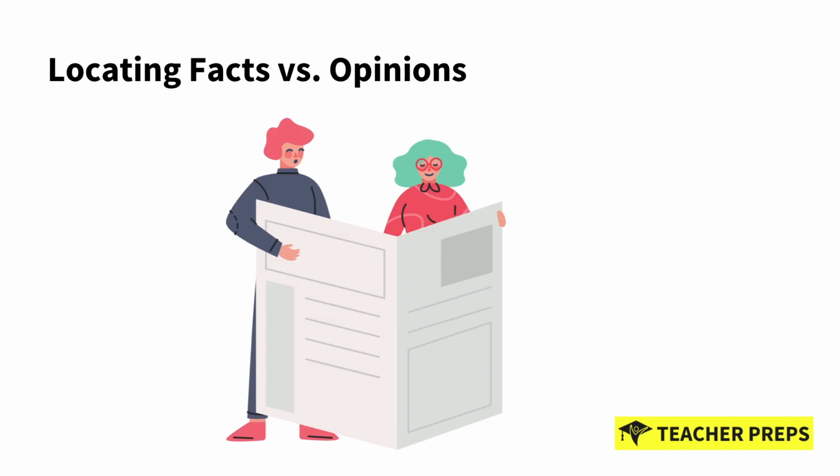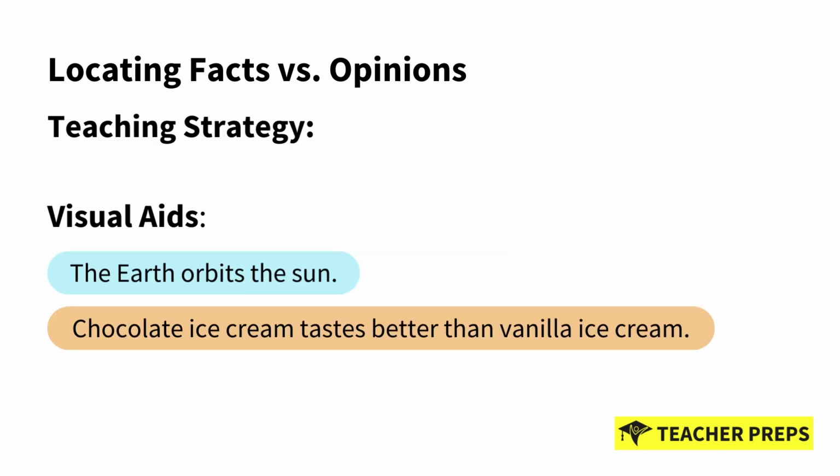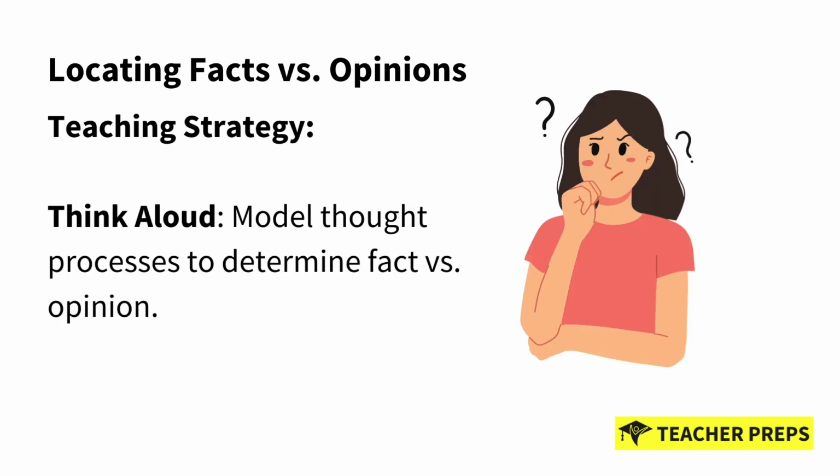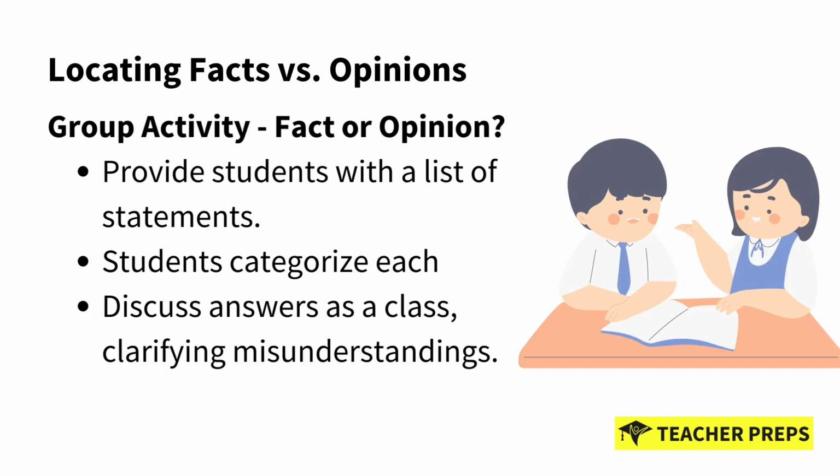This is teaching our students how to locate facts versus opinions. In order to teach the difference between a fact and opinion, use visual aids. Use contrasting colors for facts like blue and opinions such as orange. Next, model the thought processes to determine whether a statement is a fact or an opinion. Then, create a group activity.